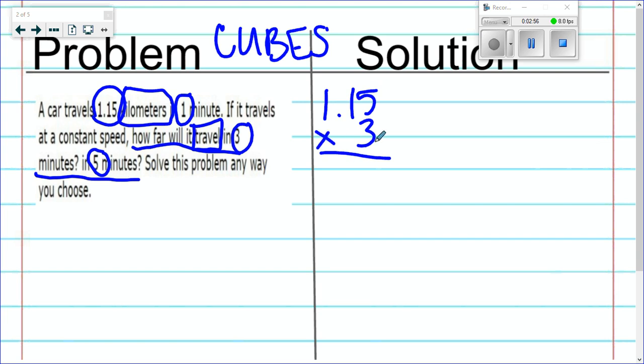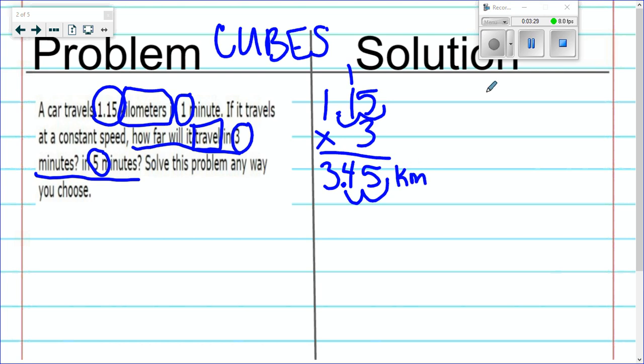All right, 5 times 3 is 15. 1 times 3 is 3, plus 1 more is 4, and 1 times 3 is 3. Now I've got to count over my places to see where my decimal point goes, and I'm going to have to move two place value places starting here, 1, 2. So at 3 minutes, we're going to go 3 and 4500 kilometers.